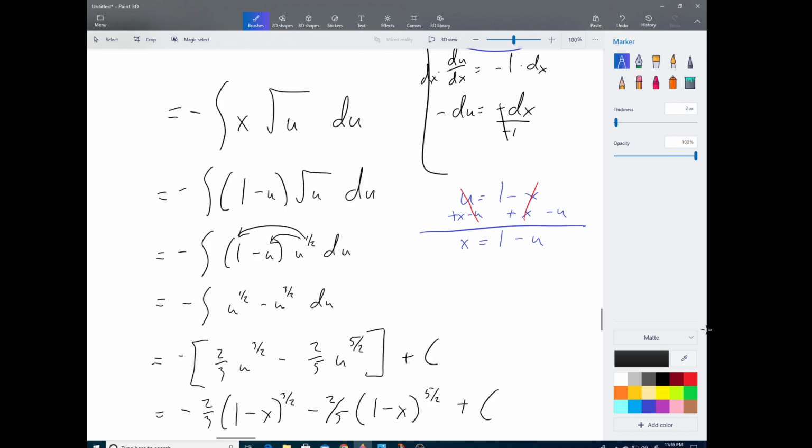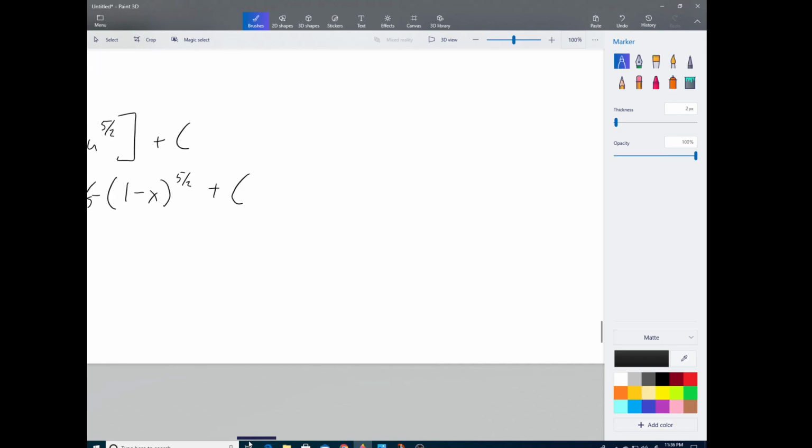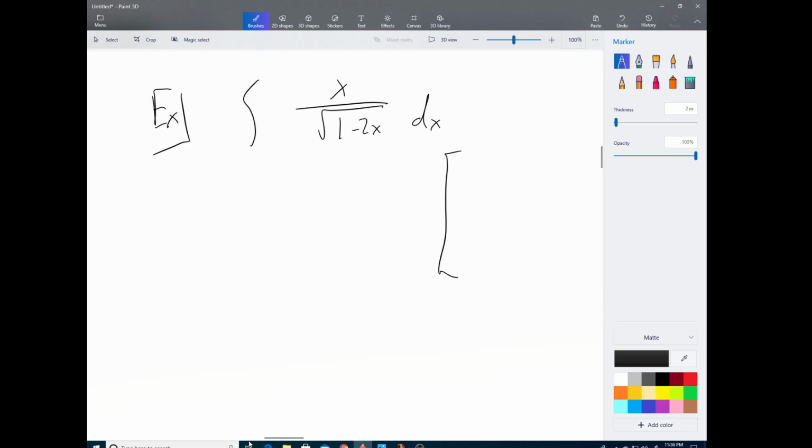Okay, I have one more example, but it looks like I'm going to need a shift on my screen because I'm running out of room there. There we go. Okay, last example of the day. This is just going to be another example similar to what we did in the last problem.